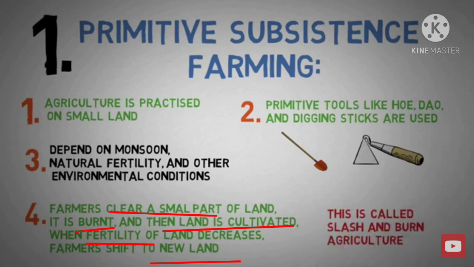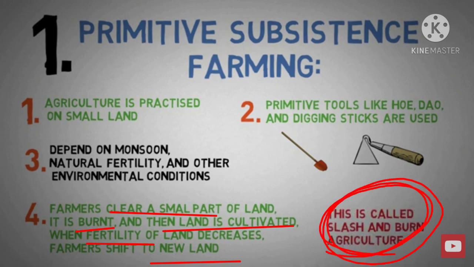So what did they do? First of all, they clear the land, they cut down all the natural vegetation, they make it flat plain land, and they grow crops there. Once they are done with the growing part, naturally the soil fertility will decrease. Then they burn the natural vegetation, and the ashes of the burned vegetation will again make the soil fertile. And in the meantime, they move on to another piece of land for cultivation. So that's why this is known as slash and burn agriculture.